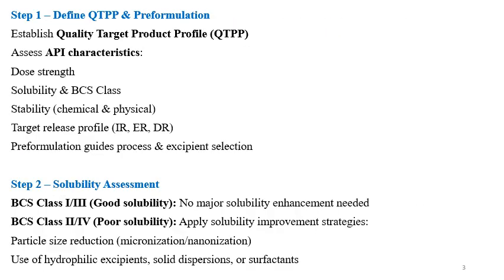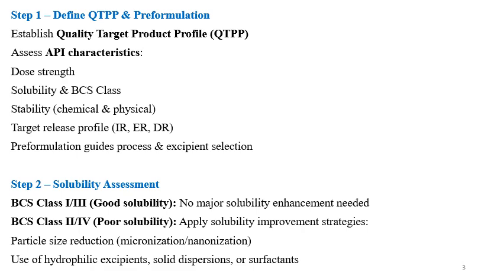First step is defining the QTPP and pre-formulation. So the first step in the manufacturing of a generic formulation is writing down or making the QTPP. Then assess the API characteristics, understand the dose of the drug and what strengths are available. Then come to the solubility and BCS class. Generally BCS class 1 and 3 are soluble and considered easy to manufacture, but BCS class 2 and 4 are difficult to manufacture.